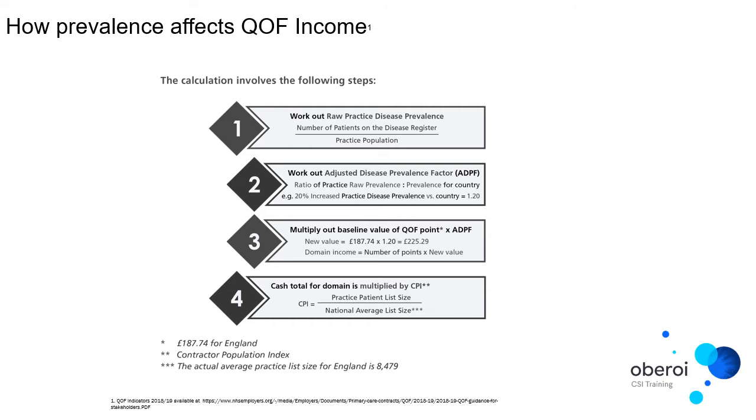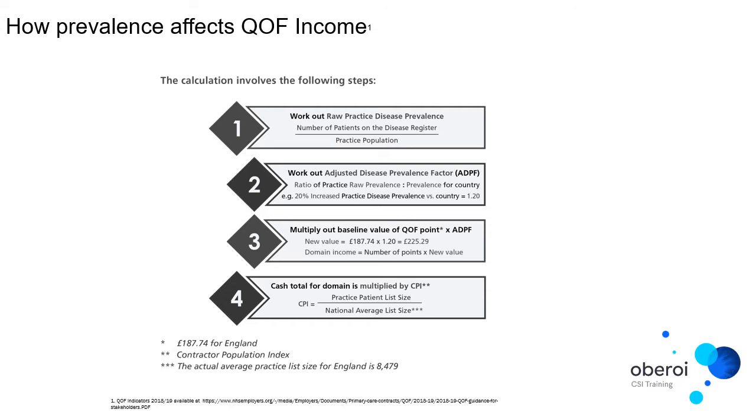If you've got a higher prevalence than the average for the country, then your ratio will be above 1. If you've got a lower prevalence against the country, then your ratio will be below 1. The example given here is if the practice has 20% more on their register than across the country, then their ADPF ratio will be 1.20.